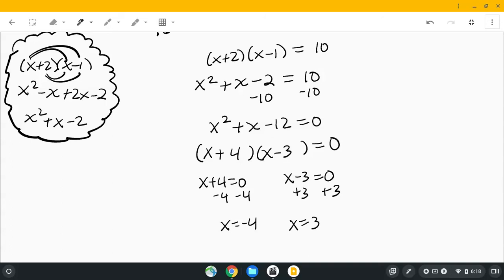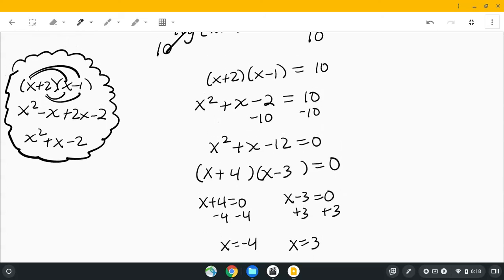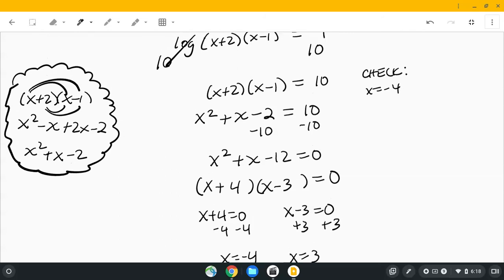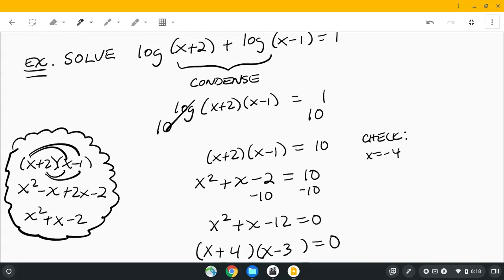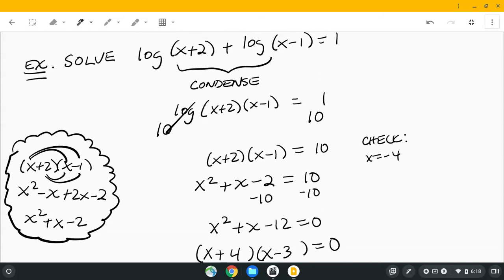All right, so we have to check both of these. Here, let's go up here. Let's check negative 4. All right. Okay, so log of negative 4 plus 2. Okay, right there, because I get negative 4 plus 2, this is not going to work. Okay, because we don't want to take the log of a negative number. Okay, so that's not going to work.